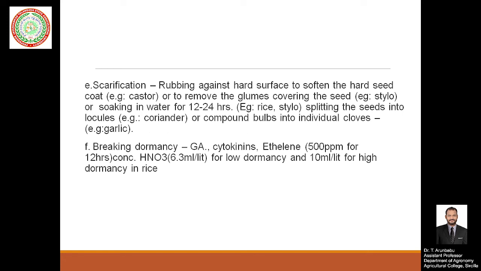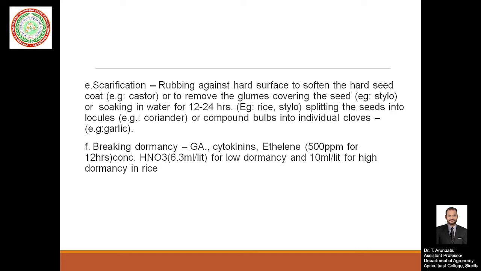Rubbing against a hard surface to soften the hard seed coat, for example castor, or removing the glumes covering the seed in the case of stylo, or soaking in water for 12 to 24 hours, for example rice and stylo, and splitting the seeds into locules or compound bulbs into individual cloves, for example garlic. So this is generally how scarification is followed in various crops.